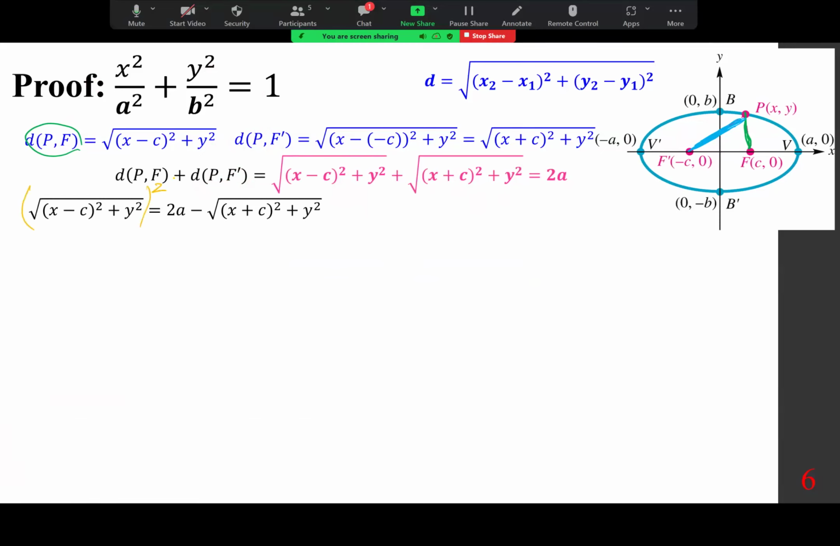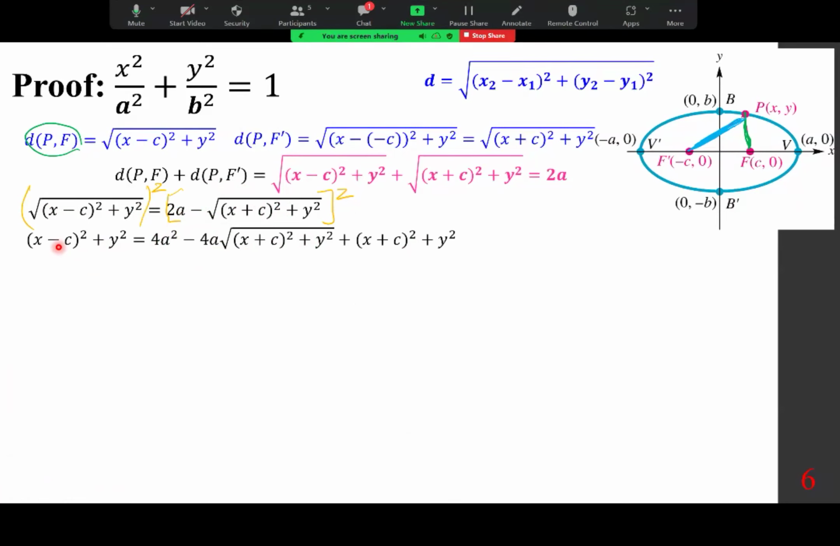When you square this, it comes out as x minus c quantity squared plus y squared. When you square the right side, this gives you 4a squared minus this times 2 times this. So minus 4a times the square root, plus this comes out. So take a look. 2a becomes 4a squared, 2 times the product of these two, and then this comes out.